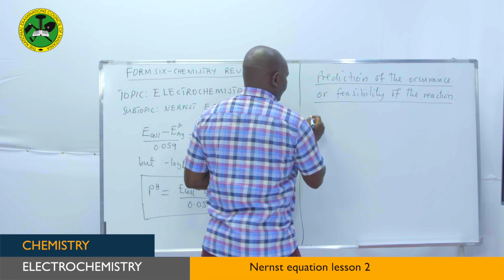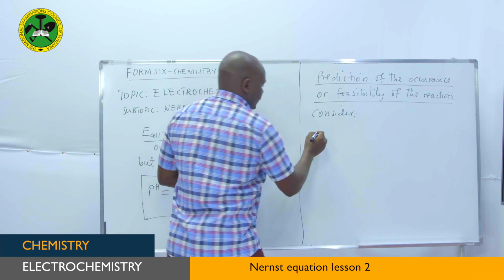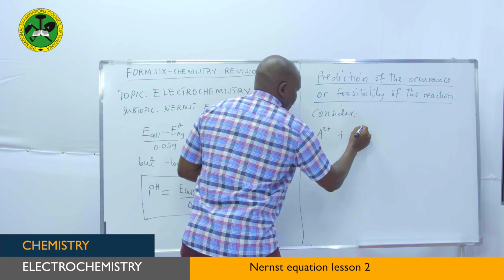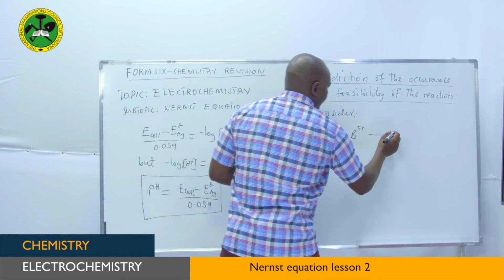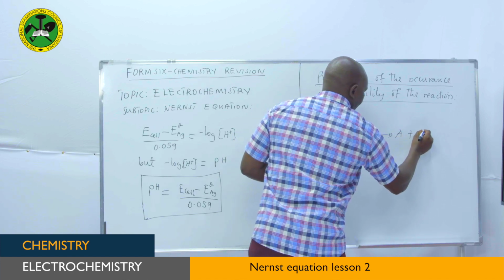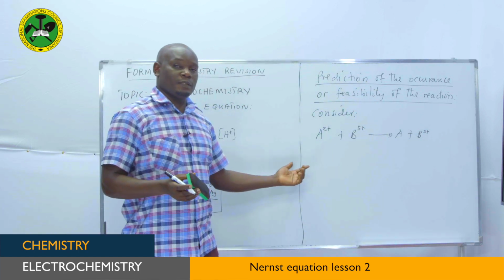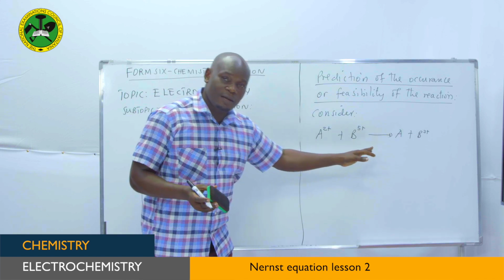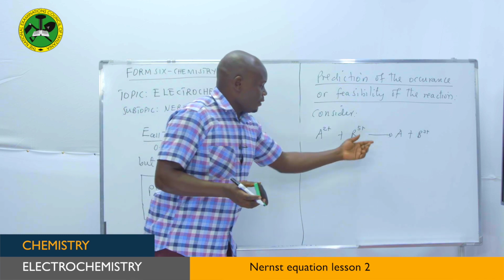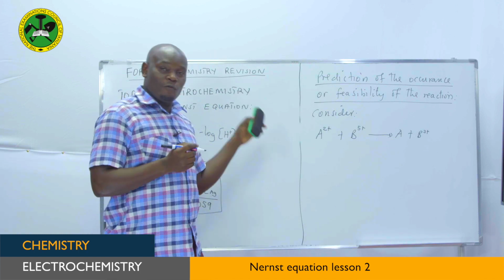So consider the reaction: A reacting with B to form A plus B. Then you may be asked to determine if the reaction will occur or will not occur. That is the feasibility of the reaction. Now, for this part, you will also be given the standard reduction potential of each cell.